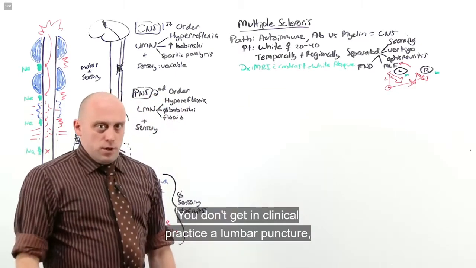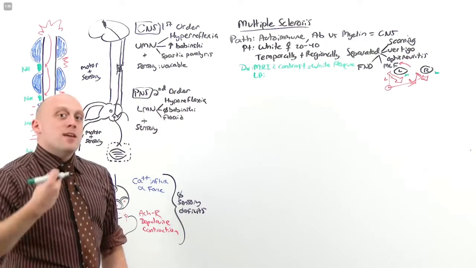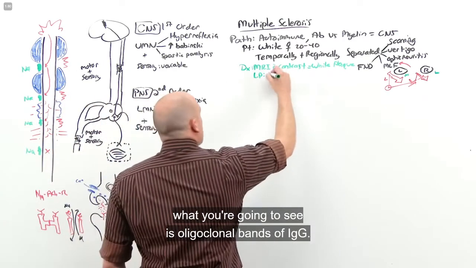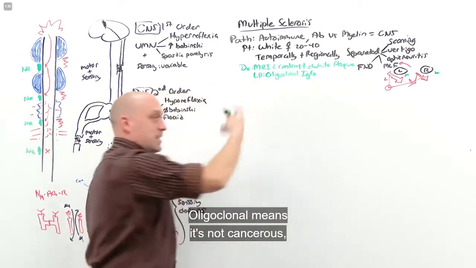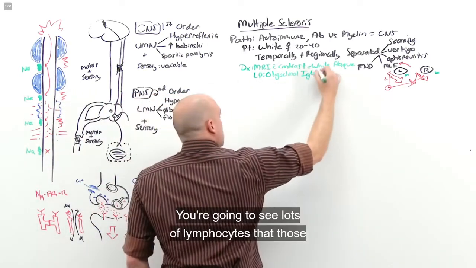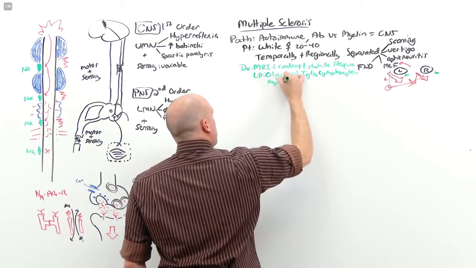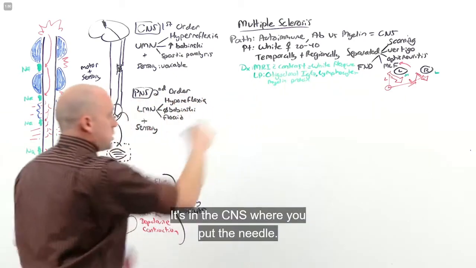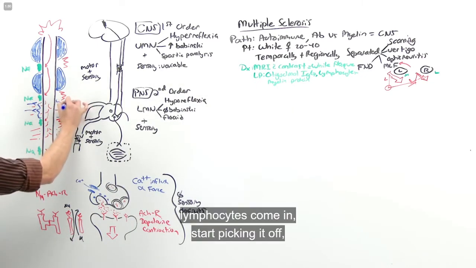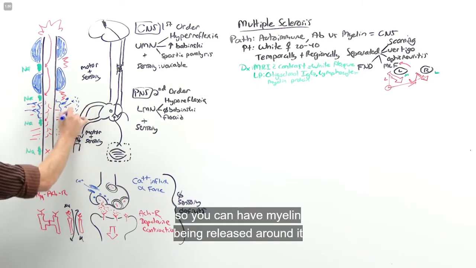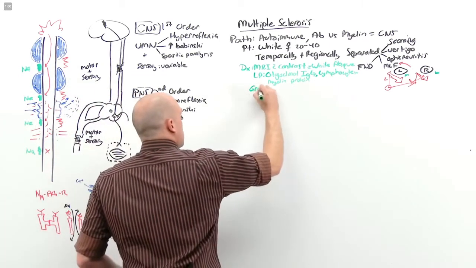You don't get, in clinical practice, a lumbar puncture, but you should be able to interpret it because of its relationship to the pathogenesis. If you get a lumbar puncture, what you're going to see is oligoclonal bands of IgG. Oligoclonal means it's not cancerous, it's not monoclonal. You're going to see lots of lymphocytes that those antibodies have summoned, and you're going to see myelin protein. It's in the CNS, where you put the needle. Antibodies bind to the myelin, lymphocytes come in, start picking it off, so you can have myelin being released around it.